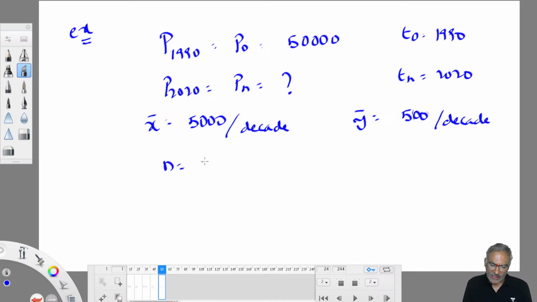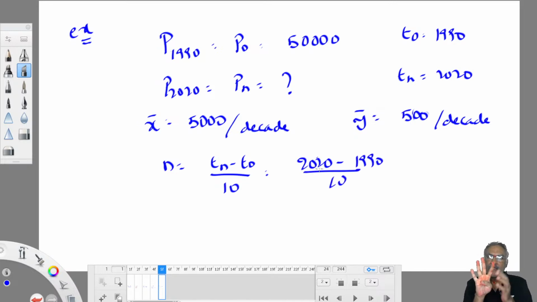Therefore, how to calculate the n value? In terms of decades, n is equal to Tn minus T0 by 10, so 2020 minus 1990 by 10. Don't count like this: 1990, 2000, 2010, 2020, which gives 4. That is wrong, so you need to work carefully. It is 3 decades. Use the equations and work out. You have been asked to find the population in 2020, that is, the population after 3 decades.